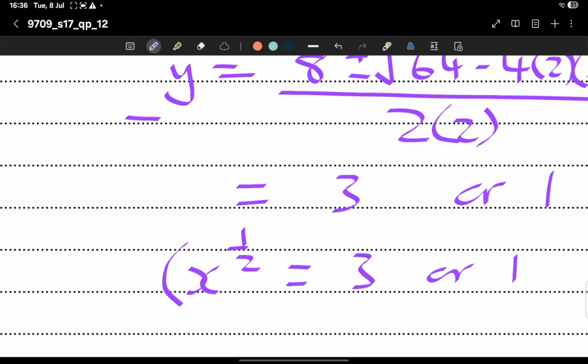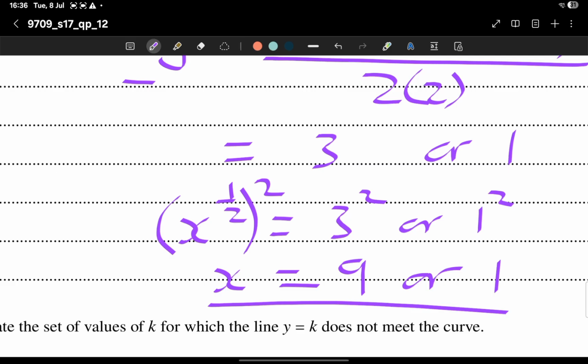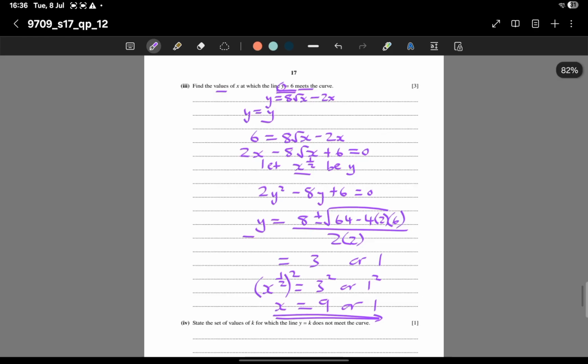And to find x, we know we're going to square both sides, right? So x will be 9 or 1, and those are the two x values that the question is asking us to find, right? x equals 9 or 1.